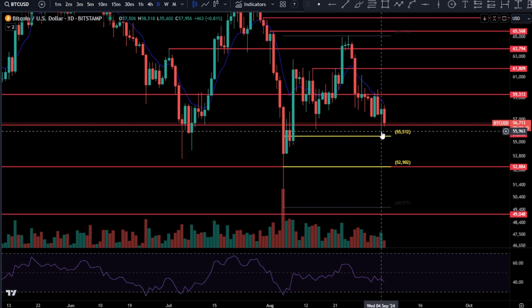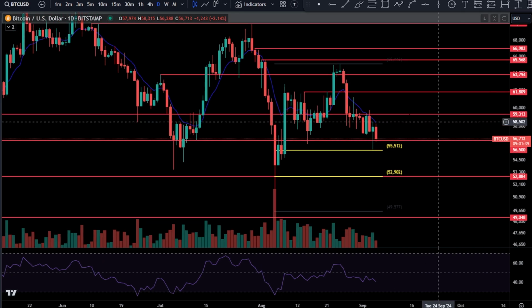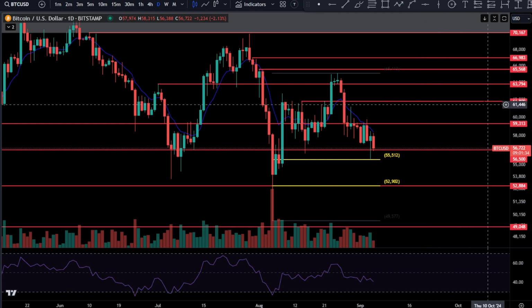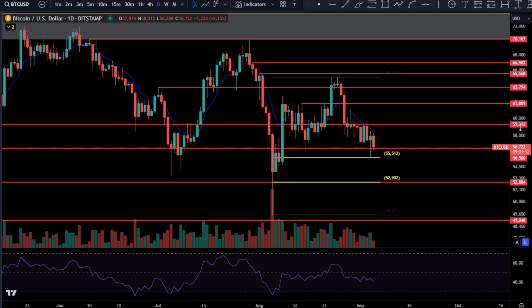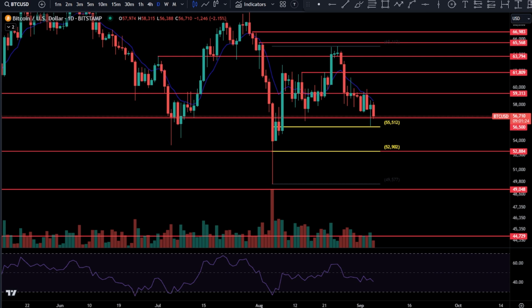All right. The low very well could have been off of that hammer / pin bar candlestick we got going on there, off of 56.5K support. Resistance is 59.313, 61.809, 63.794 above there. Support, you're just watching this 0.618 fib at 55.5K.